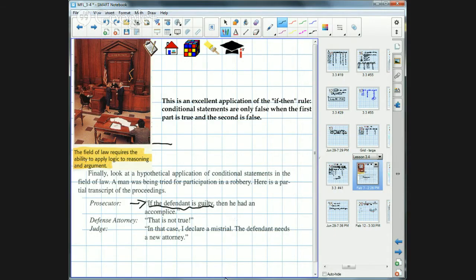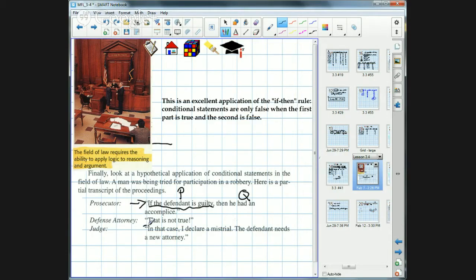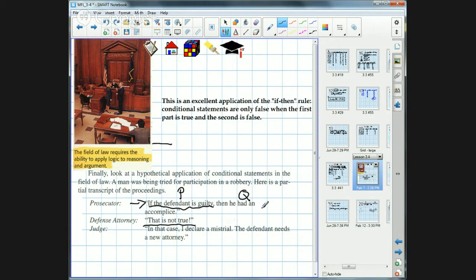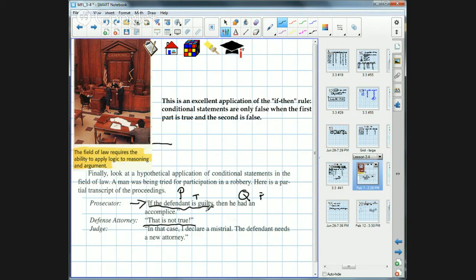Do you follow? Say that again. Okay. I get the if-then. This is like if P, and over here is the then Q. Right? Okay. Now the defense attorney says that statement is false. You see that? I'm with you there. Okay. Now go back to the first statement. When is the only time that an if-then statement is false? When the first part is true, and the second part is false. But look, he's admitting the first part is true.